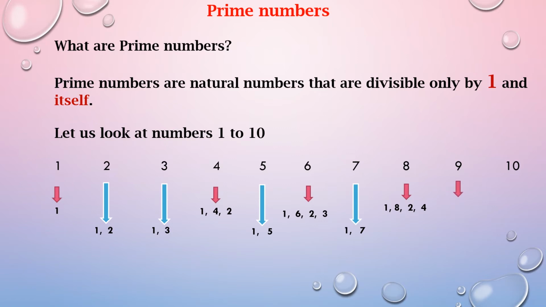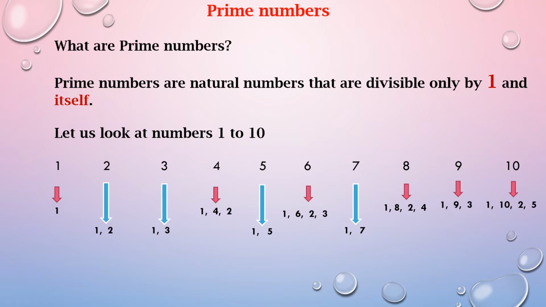9 is divisible by 1, 9 and 3. 1 nines are 9. 3 threes are 9. 10 is divisible by these numbers. 1 tens are 10. 2 fives are 10. So 10 has 4 factors.